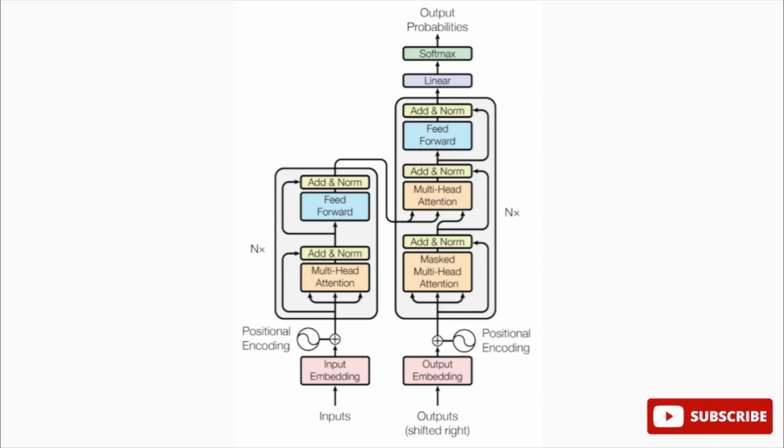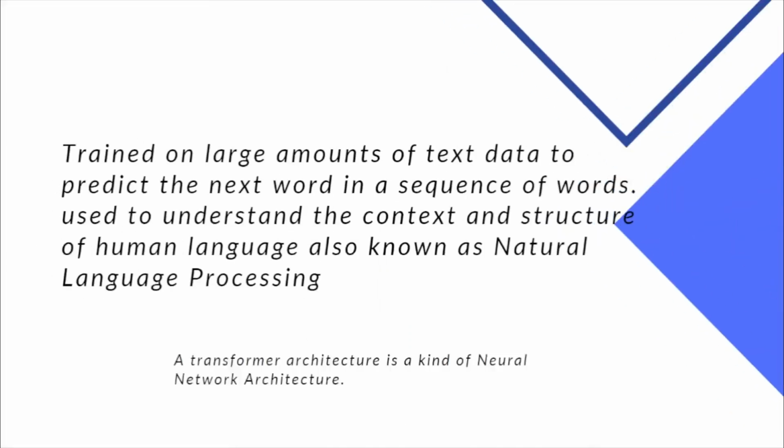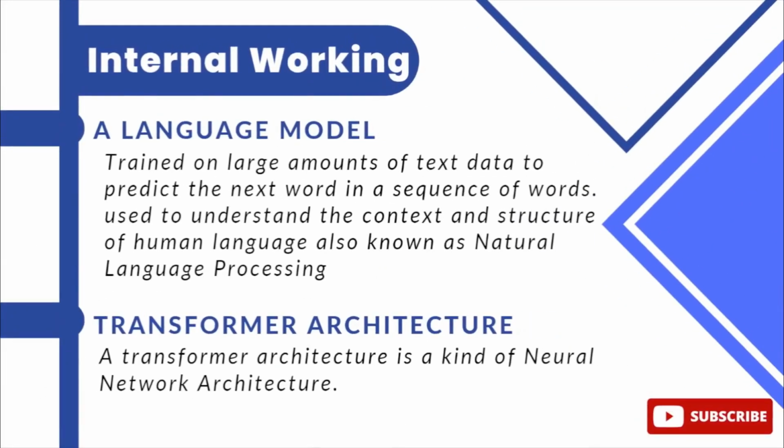These components you are able to see on the screen are the building blocks of the transformer architecture. That includes the encoder, the decoder, and probability calculations to identify the next word in the response itself. Now let's see how ChatGPT internally works.